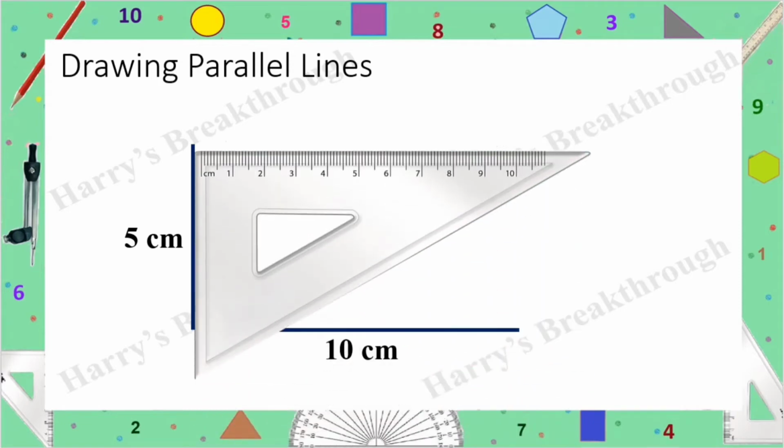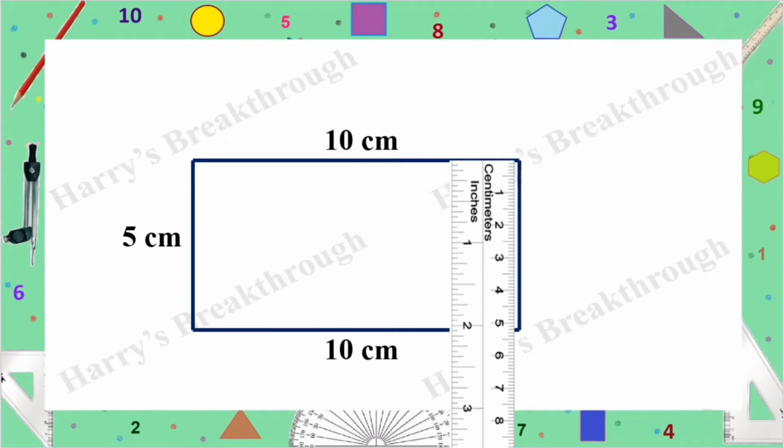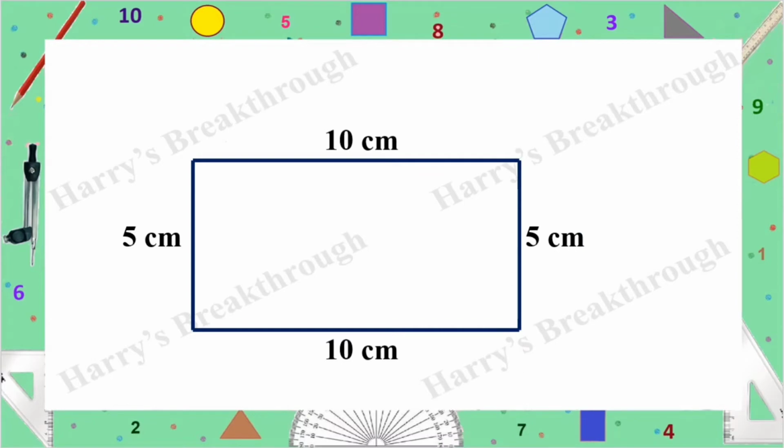Then you have to again place your set square adjacent to the breadth. Then you will get the third side and you have to draw it at 10 centimeter length. Then again you have to place your scale and join these two sides. So here we got a rectangle with length 10 centimeter and breadth 5 centimeter. Here first we have drawn a perpendicular to the 10 centimeter side. Then again we have drawn another perpendicular to the 5 centimeter breadth.